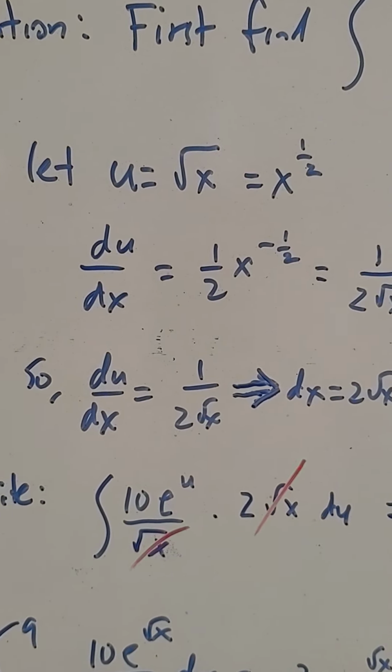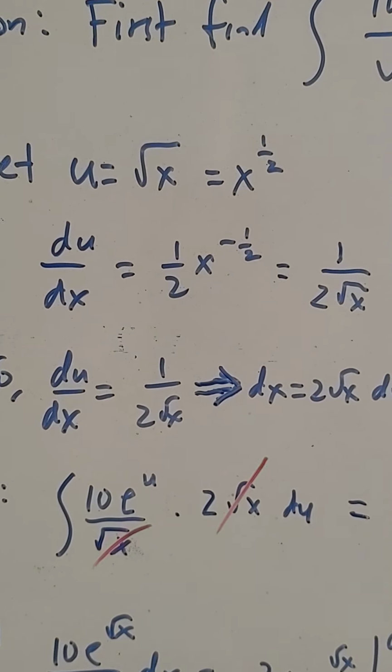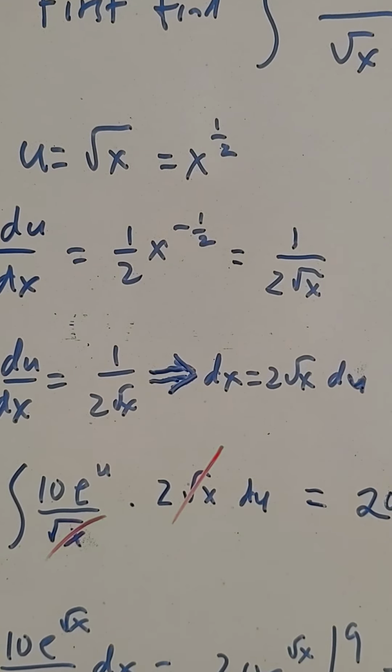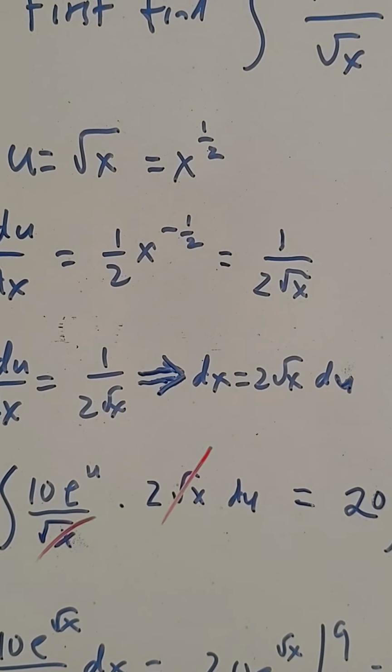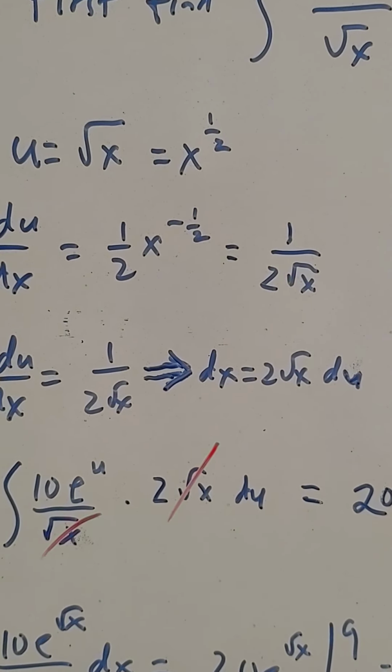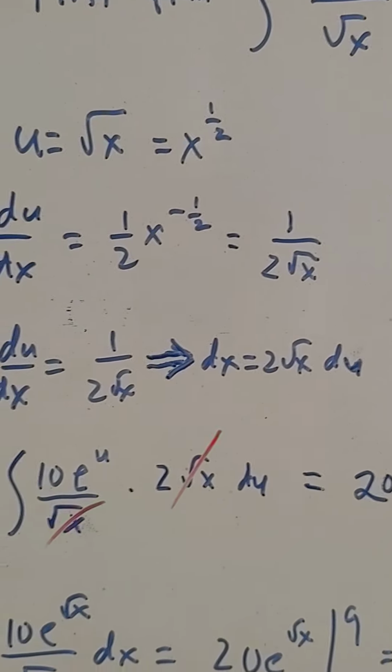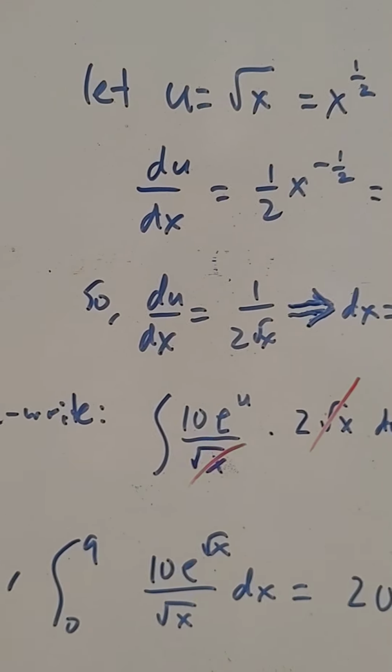So du dx is 1 over 2 square root of x, and that implies when I solve for dx by setting the cross products equal, or you can do it another way as well, you'll get dx equals 2 square root of x du. Now that I have it solved for dx, let's rewrite our indefinite integral using our substitutions.